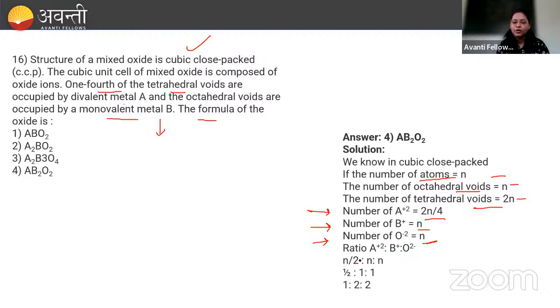Now A 2+ is to B+ is to O 2-. So how many are there? N by 2 is to N is to N, so half, 1, 1. Let's make the integer values 1, 2, 2. That is A B2 O2. Option 4. Understanding this? Very simple concept, but most of the time you need to determine the formula for a given molecule.